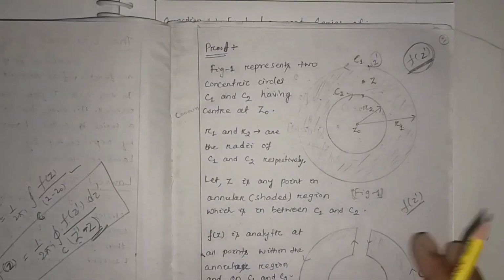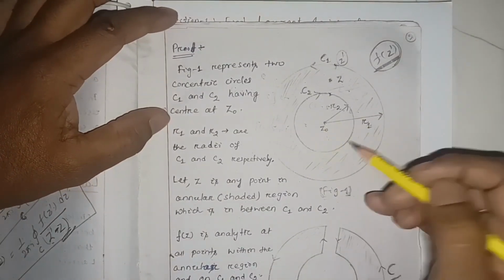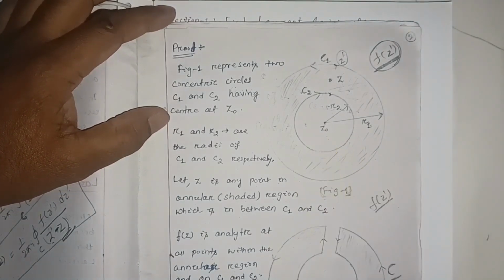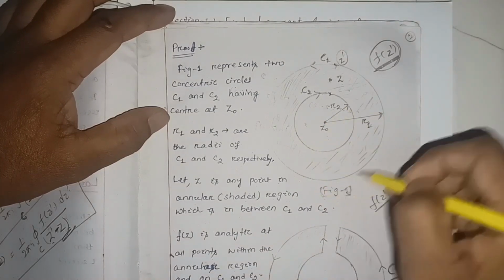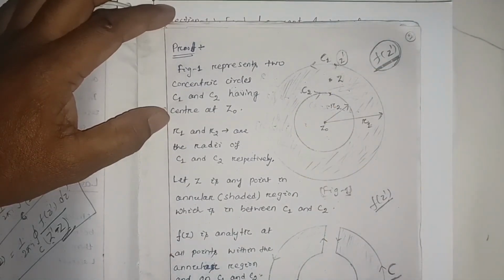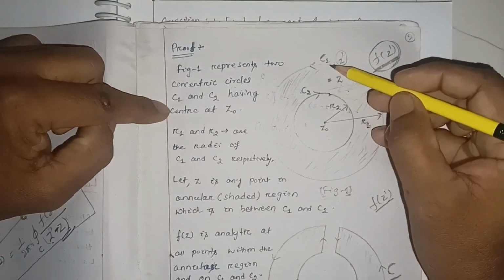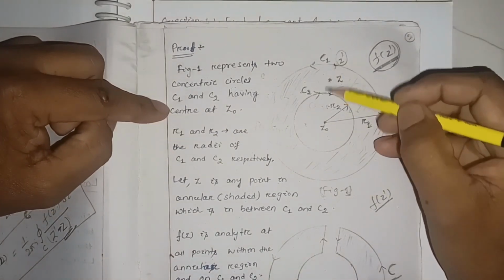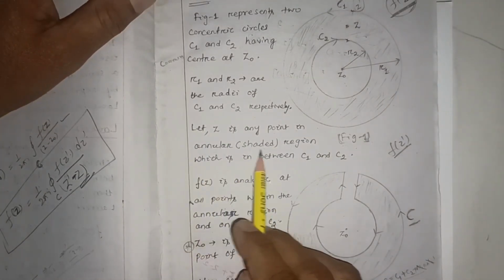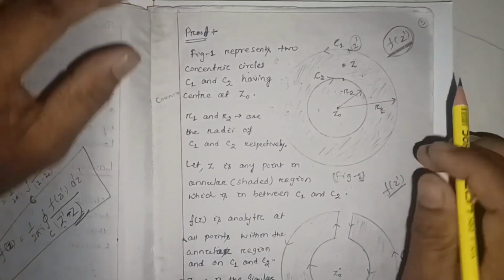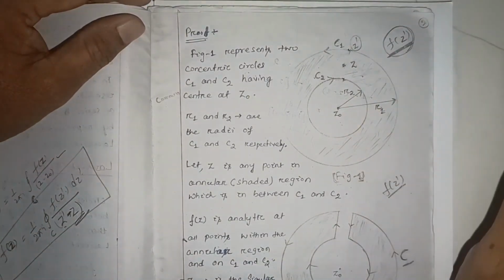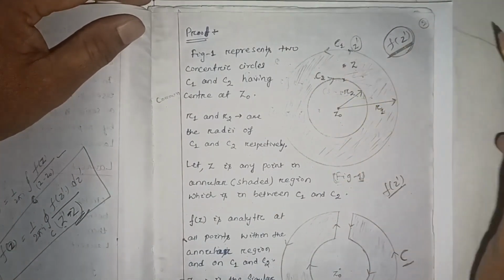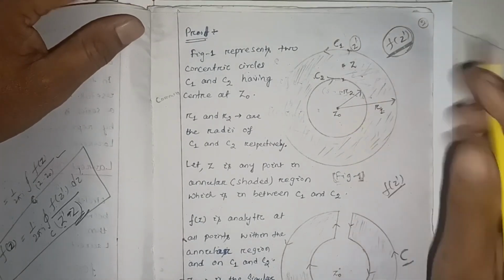To prove it, we considered a function f(z), where z0 is the singular point of that function. We considered two concentric circles, C1 and C2: this is the outer circle and this is the inner circle. In the annular or shaded region between these two circles the function is analytic. At z0 it is not analytic, so the function is analytic on C1, on C2, and in the region between them. This is the singular point of that function.